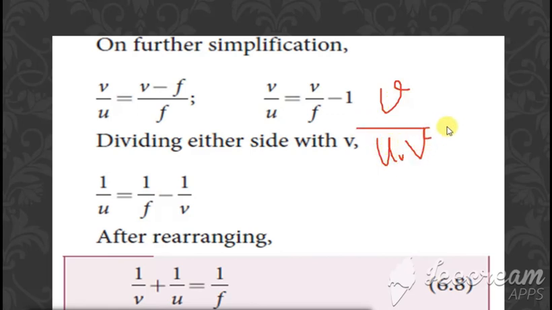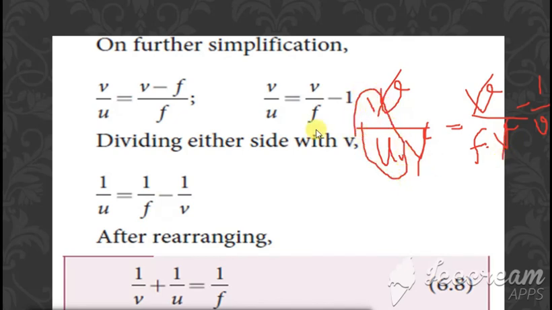So dividing throughout by V, we get V divided by U into V, which is equal to V divided by F into V minus 1 divided by V. Now V and V get cancelled, the same way here also. So we have only 1 here. So 1 by U is equal to 1 by F minus 1 by V.